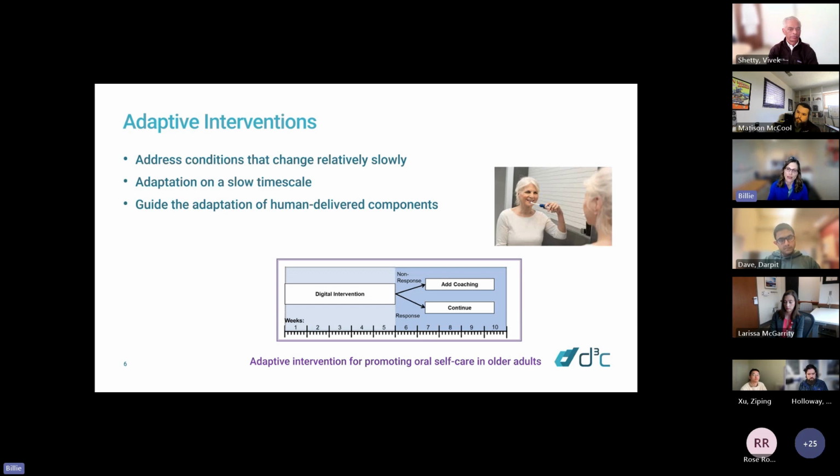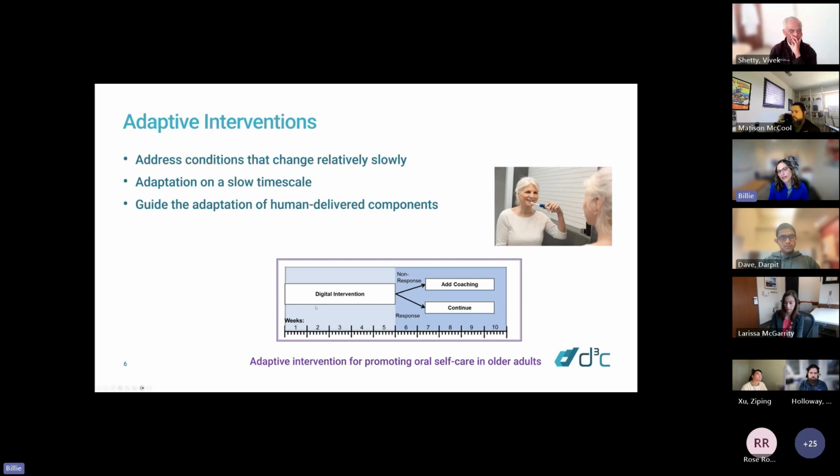And as I said, as an example, I want to use an adaptive intervention. This is loosely based on work that we've been doing to encourage older adults to brush their teeth. And to do that, what we do is we give them an electronic toothbrush, an e-brush, that they're expected to use twice daily for 2 minutes each. And this adaptive intervention starts with a digital intervention that provides tailored messages on a daily basis based on information from the toothbrush.